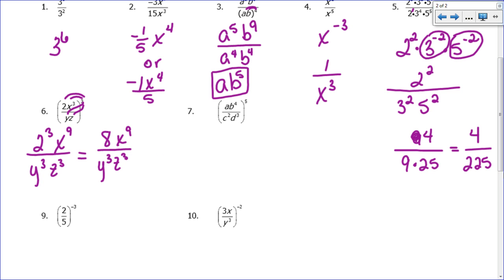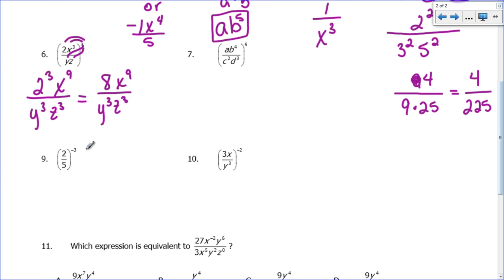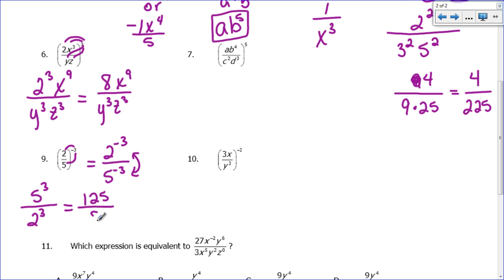Now a question like number 9, now I have a fraction and I've got an exponent outside. So I'm going to have to distribute this little exponent to both parts of that fraction. So I'm going to end up with 2 to the negative 3 over 5 to the negative 3. But now both of these are negative, and in order to make them positive, they're going to have to flip places. So I'm going to have to swap them, and do 5 to the positive 3 over 2 to the positive 3 so that I have positive exponents. 5 to the 3rd is 125. 2 to the 3rd is 8. And there's my simplified expression.